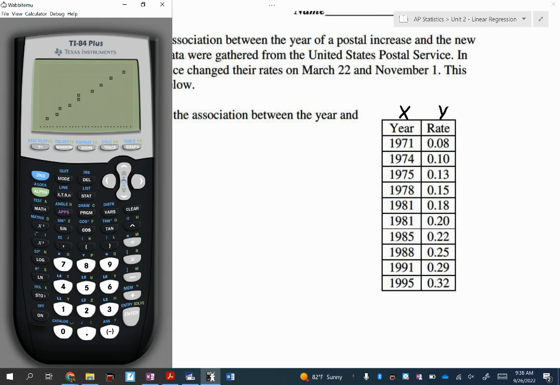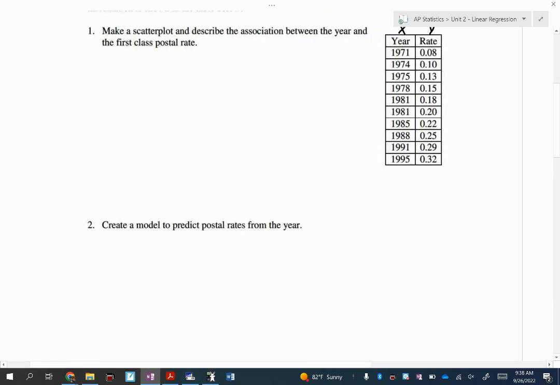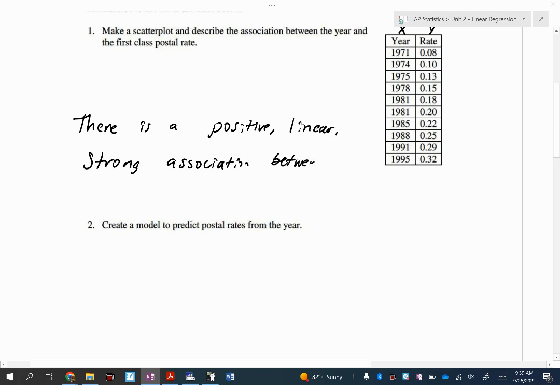Linear and positive. So I'm going to write down there is a positive, linear, strong association between year and rate.